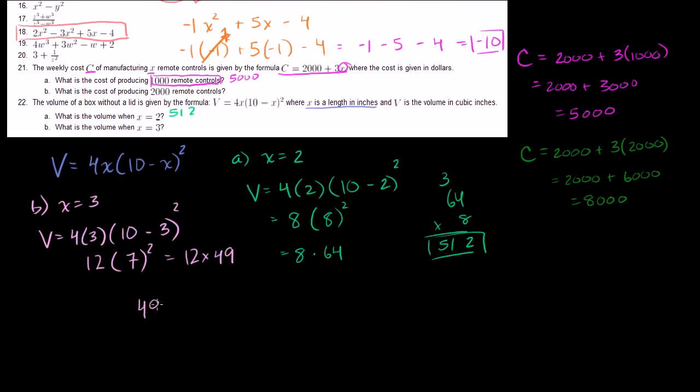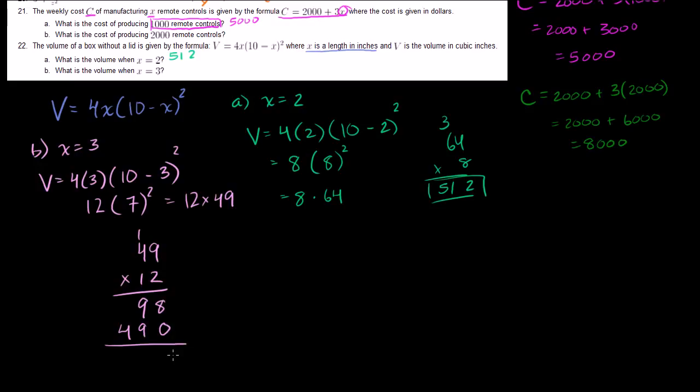So 49 times 12. 2 times 9 is 18. 2 times 4 is 8, plus 1 is 9. 0. 1 times 9 is 9. 1 times 4 is 4. And then we add the 2. We get 8. 9 plus 9 is 18. And then 1 plus 4 is 5, so the answer is 588.